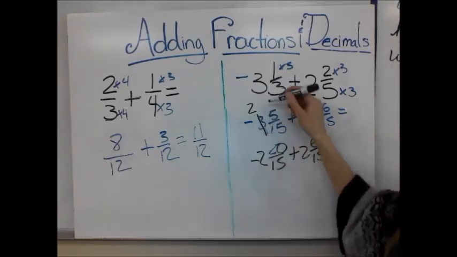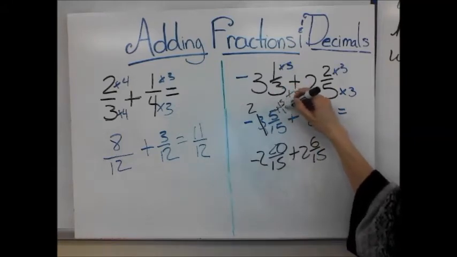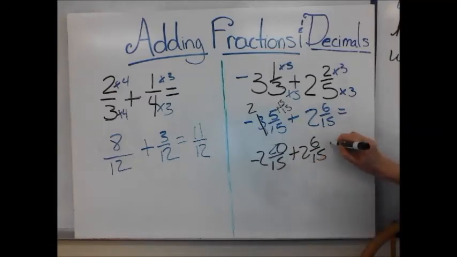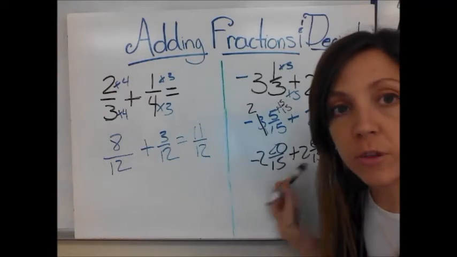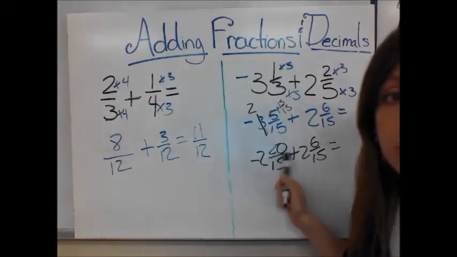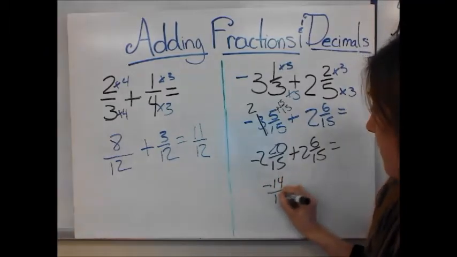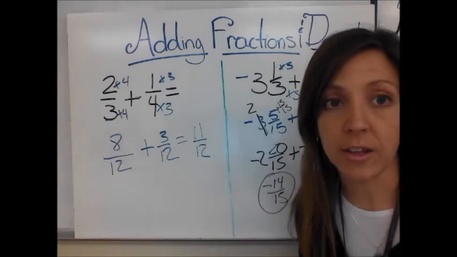So I took 1 away from the 3, and I added 1 whole or 15/15 to 5/15 and came up with 20/15 plus 2 and 6/15. So now I'm going to add my whole numbers. -2 plus 2 is 0, and -20 plus 6 is -14 out of 15. This is the second way you can handle this.